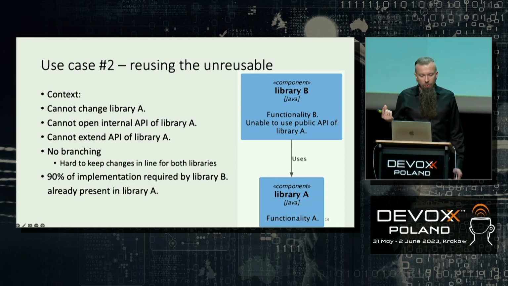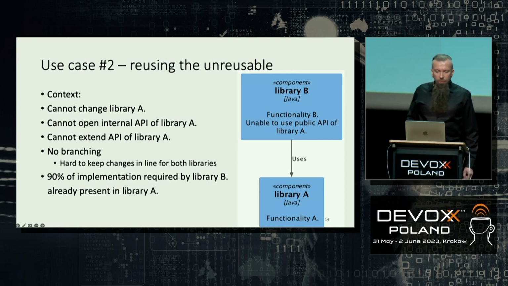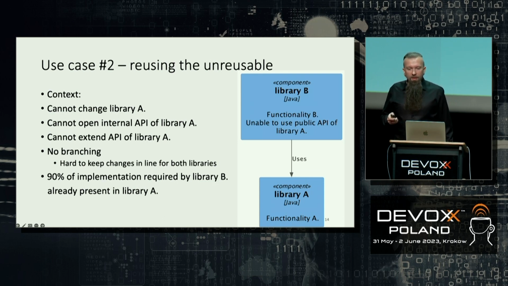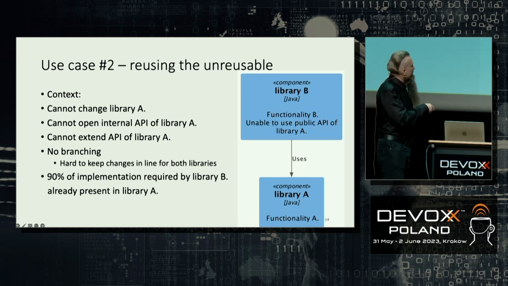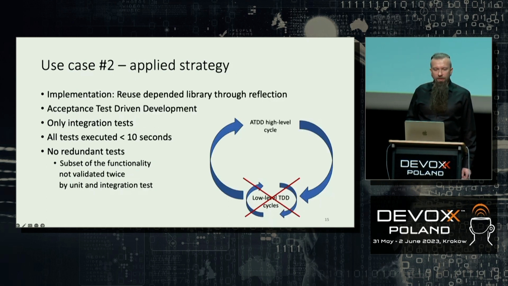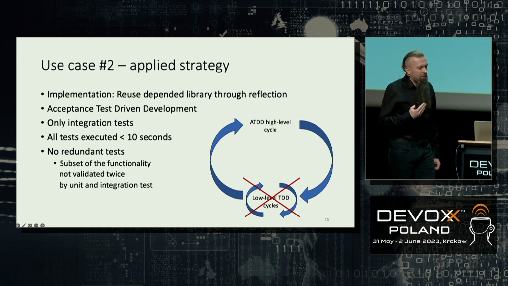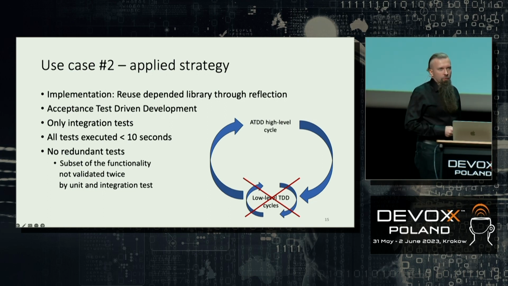We decided not to go with the branching because it would be hard to keep changes in line for those two forks. 90% of the implementation required by library B is already present in library A. However, it is not accessible, and we cannot touch this library. So how can we overcome this issue? The implementation was to reuse the dependency library through reflection.